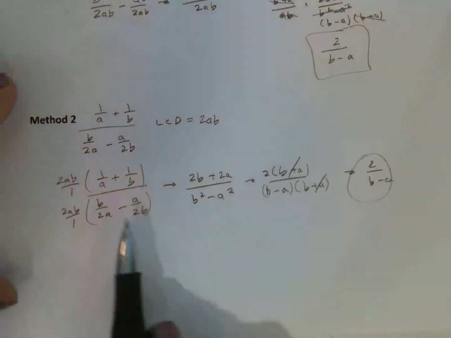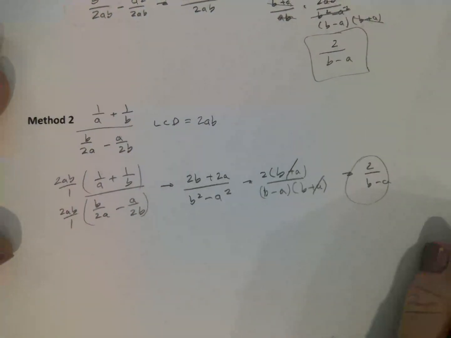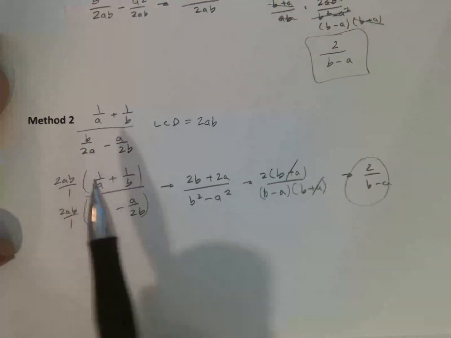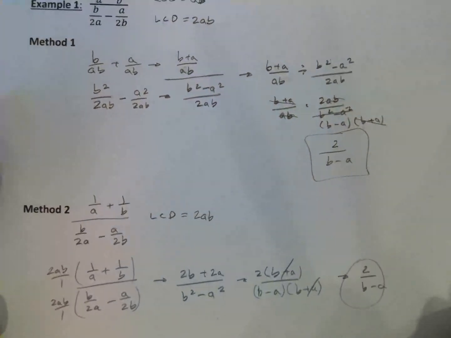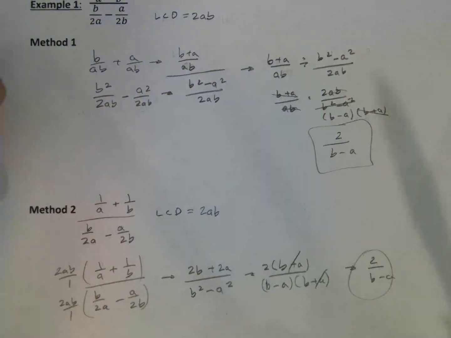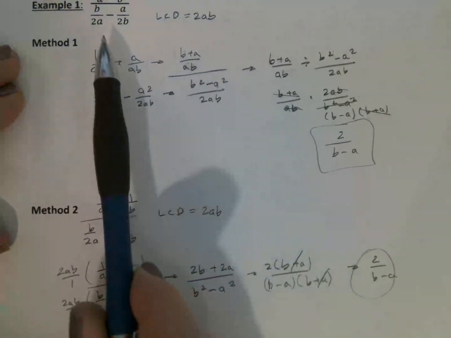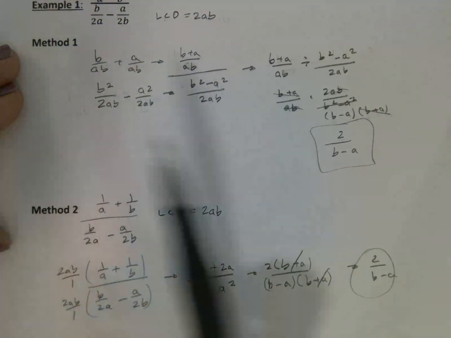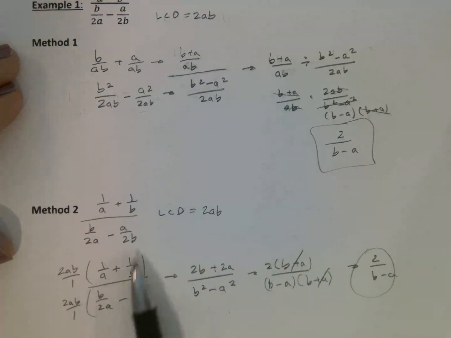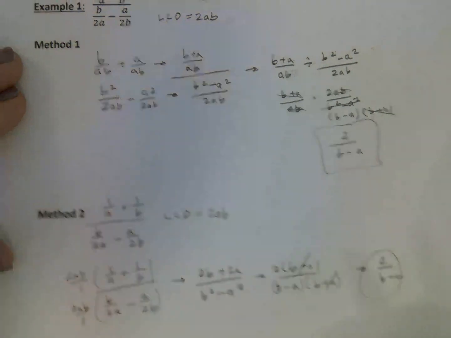Now, you might say, well, this one worked much easier. And it did work pretty easy for this particular example. But there are going to be times when it's just easier to do the first method. So the first method is best when your denominators are very different. The second method works best when your denominators are very similar.